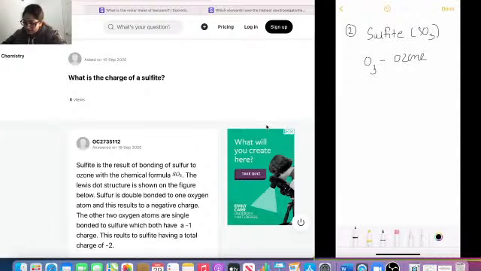We need to draw the Lewis structure of sulfite, and to do this we can say that sulfur is double bonded to one of the oxygen atoms, and this results in a negative charge. We didn't put the charges on the chemical formula here yet. To do that, we first have to draw out the structure. So let's draw out the structure here.